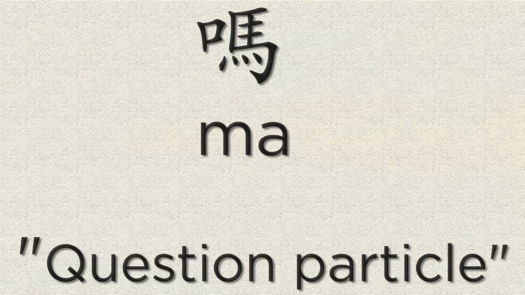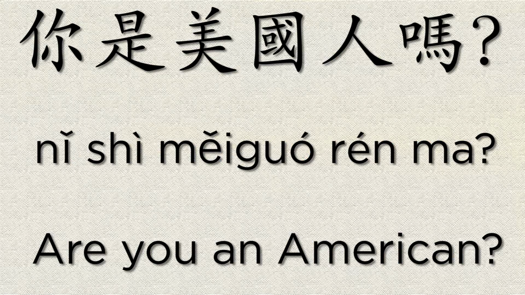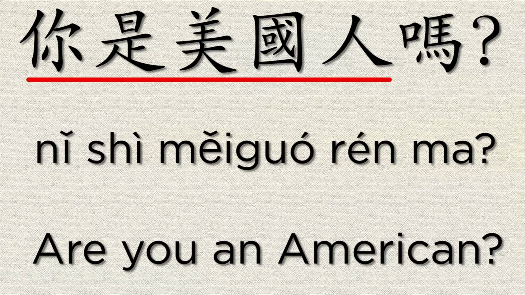You just add the character ma at the end of your sentence. Now, that character itself doesn't really have a meaning, but in the dictionary, it's described as a question particle. So for example, if I were to ask Ben, are you an American? I would say, Ben, 你是美国人吗? And so, 你是美国人 is a statement, you are American, and then just add ma at the end of it, and that turns it into a question. So it's like saying, you're American, right?